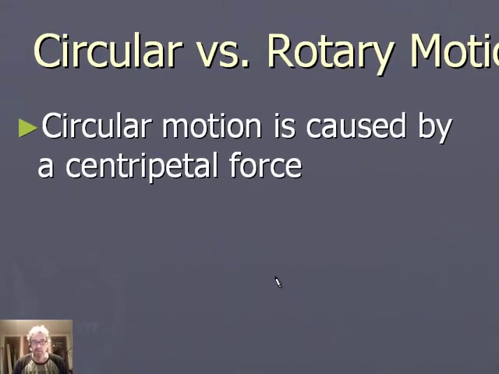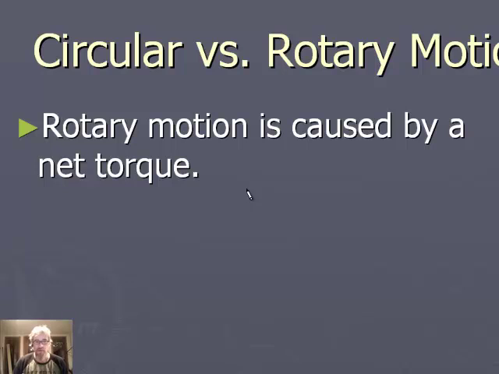Circular motion is caused by centripetal force. We learned a bit ago that centripetal force can be quantified by m times v squared over r. That's what causes circular motion. Rotary motion, on the other hand, is caused by a torque. So if you have an object and you want it to get spinning around its own center, you have to apply a torque to it to make that happen.